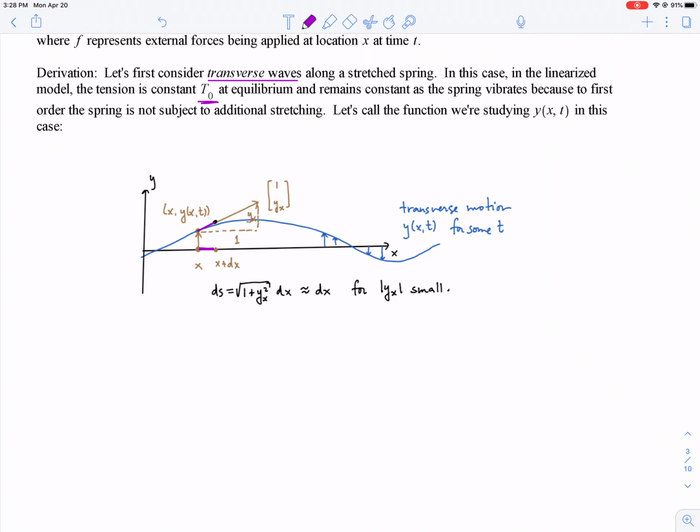And if the y's are small, the square root of 1 plus y sub x squared is approximately, using the Taylor expansion for the square root of 1 plus z, 1 plus 1/2 y sub x squared. And that's approximately 1, because it differs by a quadratic term. So if y sub x is small, say less than epsilon, then y sub x squared is less than epsilon squared. So to first order, when you do small transverse displacements of a straight line string or spring, you're not stretching it at all.